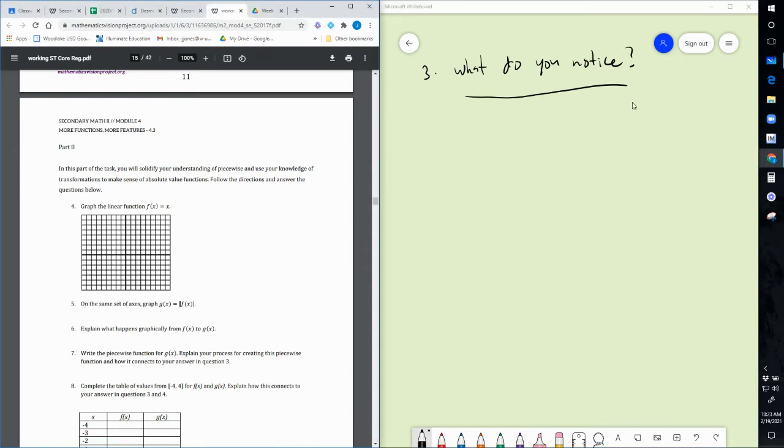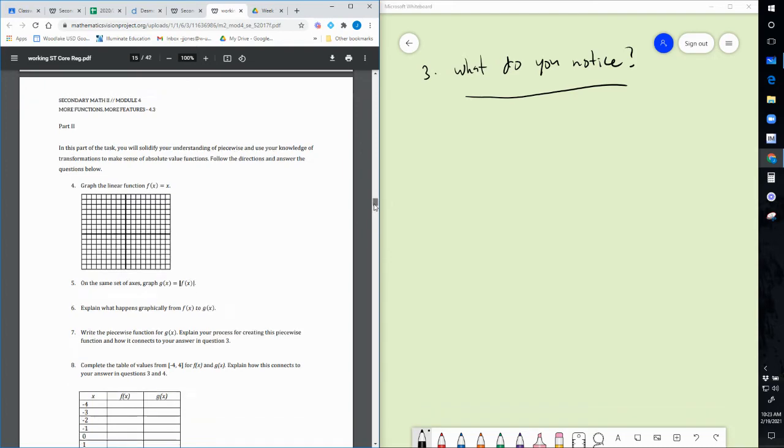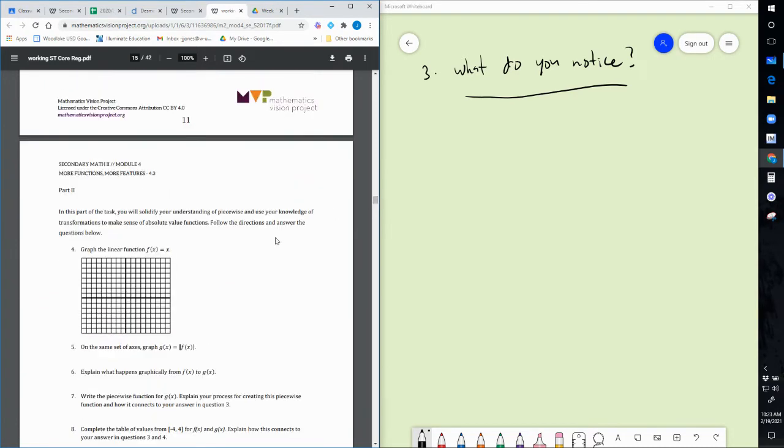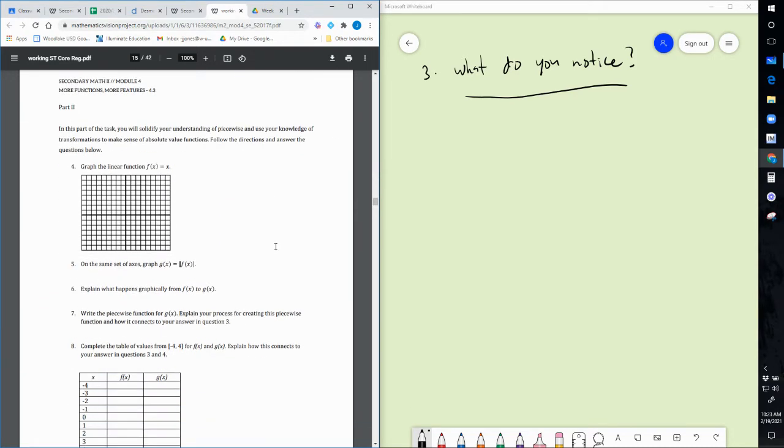All right, so now we're going to speed it up just a hair. Part 2 says, in this part of the task, you will solidify your understanding of piecewise and use your knowledge of transformations to make sense of absolute value functions. Follow the directions and answer the equations below. So the very first thing I want you to do, and you could do it in Desmos if you want, if you don't know, but think about it.